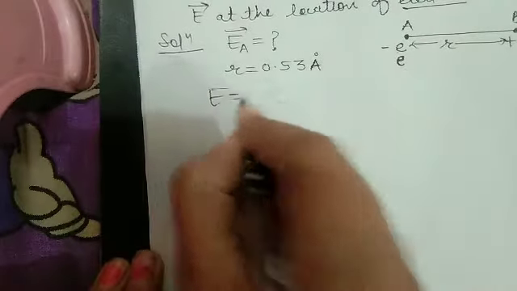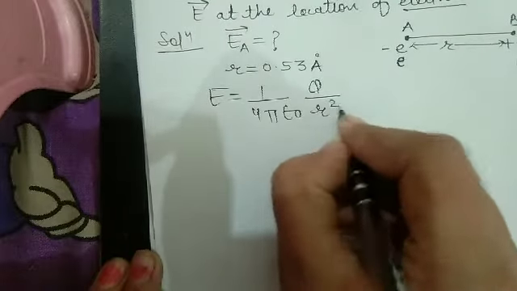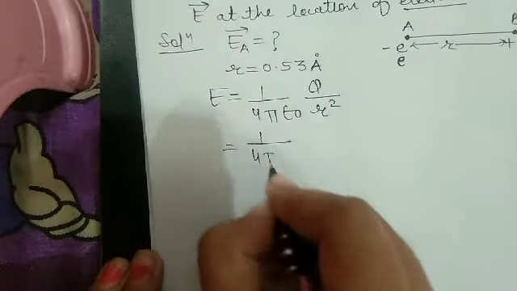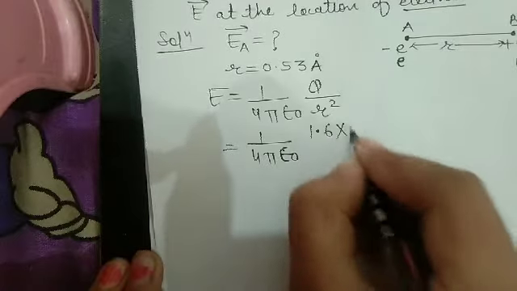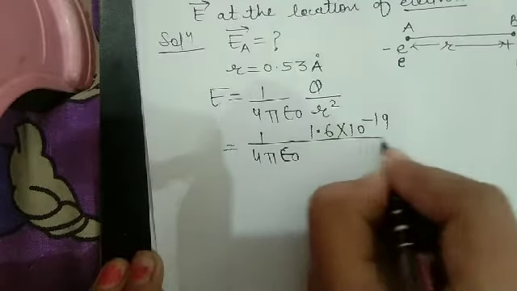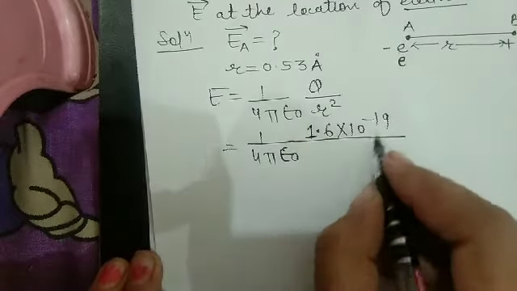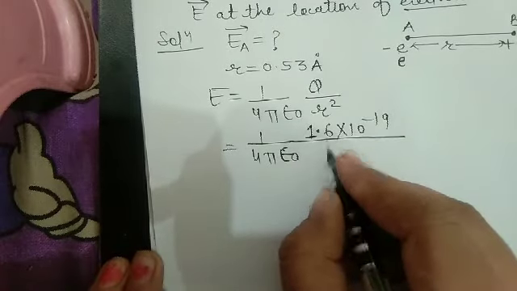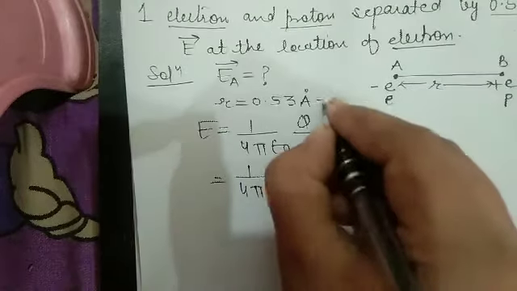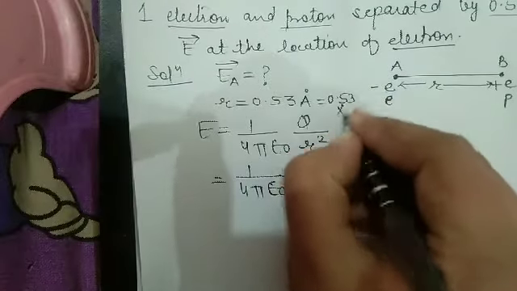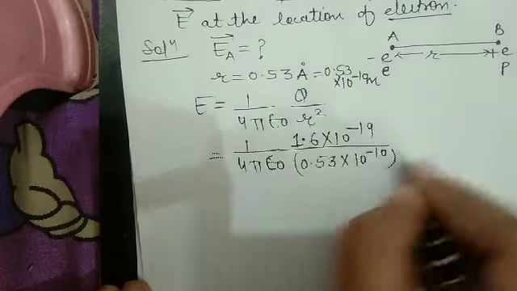E is equal to 1 upon 4 pi epsilon naught, Q upon R square. What is given to us? Charge, that is proton, having charge 1.6 into 10 raised to power minus 19 coulomb. Whether it is positive or negative, I have told you, sign is not to be put in quantitative measurement. Sign is involved only in analyzing the direction. Now R is 0.53 angstrom and angstrom is equal to 10 raised to power minus 10 meter. Substituting the value of R, 10 raised to power minus 10, square.